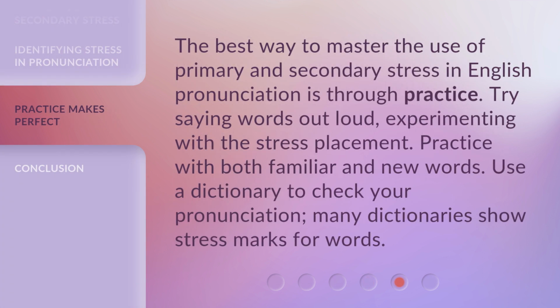The best way to master the use of primary and secondary stress in English pronunciation is through practice. Try saying words out loud, experimenting with the stress placement. Practice with both familiar and new words. Use a dictionary to check your pronunciation. Many dictionaries show stress marks for words.